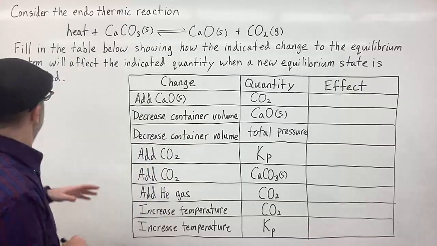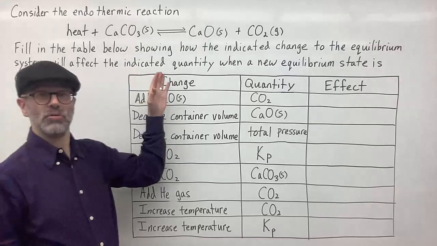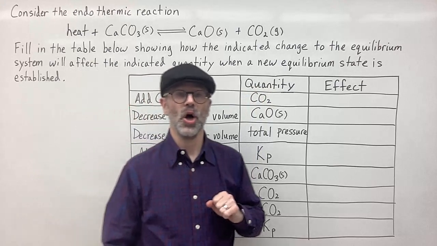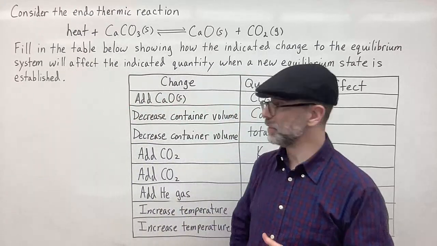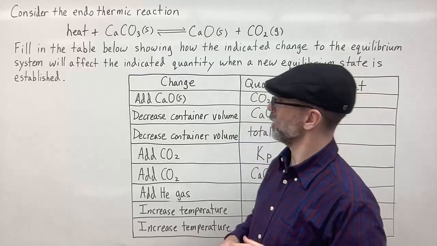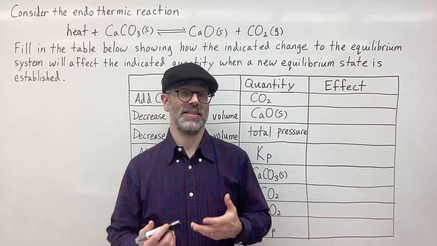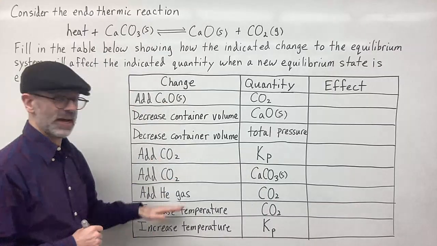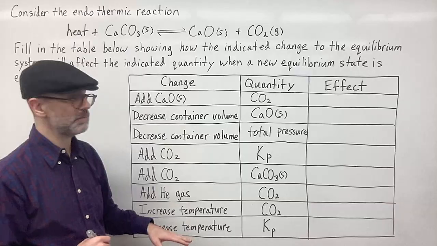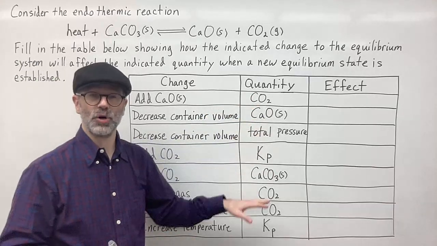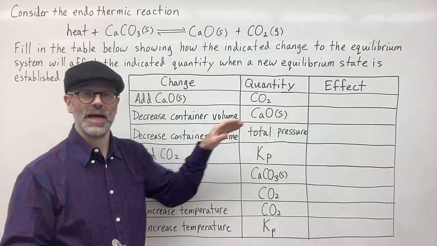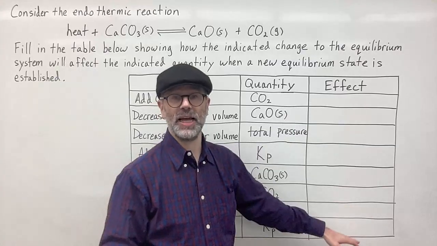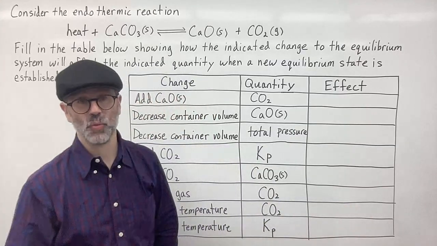Okay, let's continue. It says fill in the table below showing how the indicated change to the equilibrium system will affect the indicated quantity when a new equilibrium state is established. And so here we have this table. Here are the changes that we're going to be making to the system. Here's the quantity that we're going to be focusing on to see how this change affects this quantity. And we're going to fill in the table what that effect is and why.